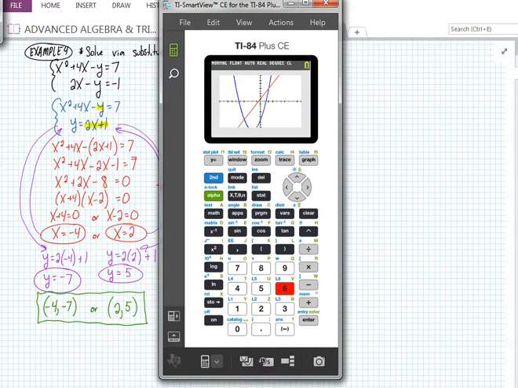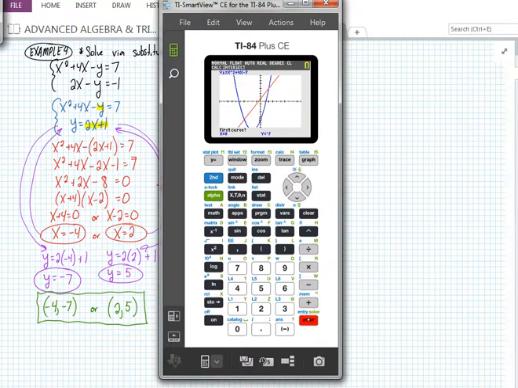I'm going to go through and I'll show you one more time how to find that first intersection point. Let's go after this one here that's positive. So you're going to go to calculate, which is second trace, and you're going to go down to intersection, and hit enter. And just like we did yesterday, it's going to ask you 3 questions. It's going to ask you to select the first curve.